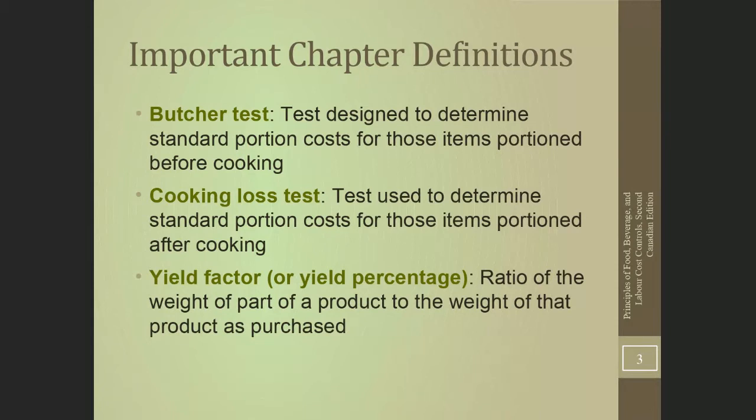All right. Next is the cooking loss test. Now, this is very similar to the butcher test. This is a test used to determine the standard portion cost for products that are portioned after they're cooked. So what are some items that we would portion after they're cooked? Vegetables, yes. Prime rib, absolutely, Nicholas. That's a big one. Meat again. Yep, absolutely. Those are the main ones, really.